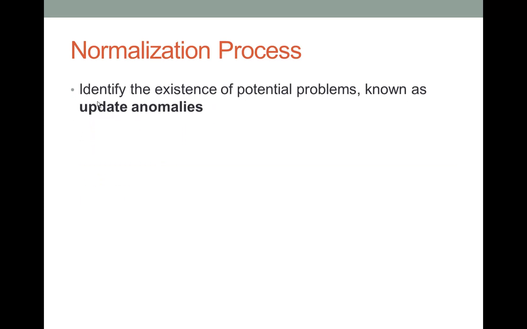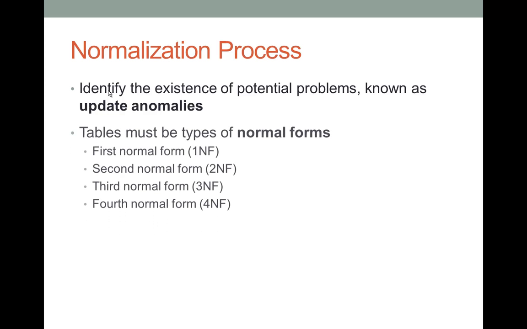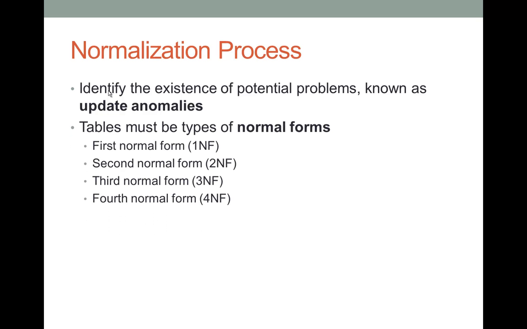The chapter begins on page 155 and introduces you. In the introduction, we talk about what normalization is doing: we need to identify the existence of potential problems, which are known as update anomalies. We identify them by breaking our table design down into first, second, third, or fourth normal form. This is what is referred to as normalization, as you go through and redesign those tables so that they meet one of these four normal forms.